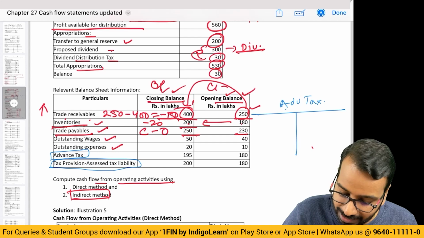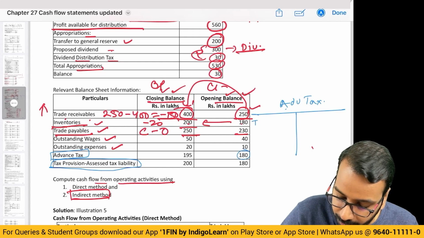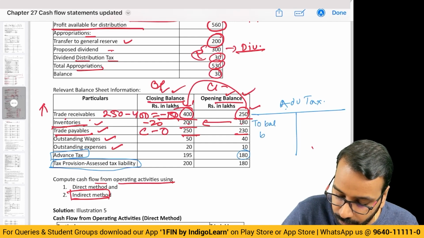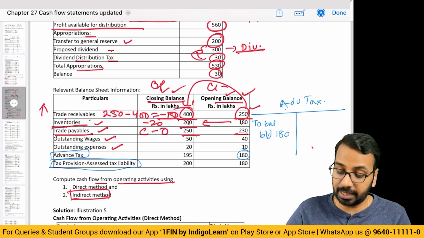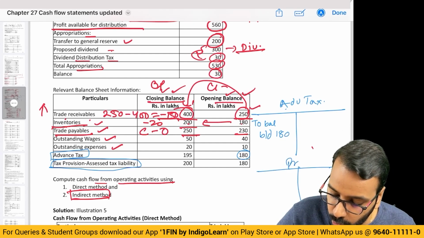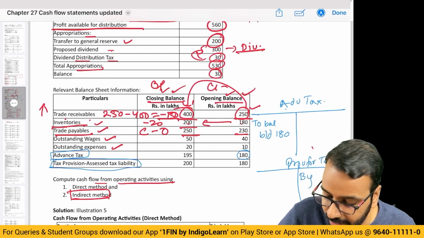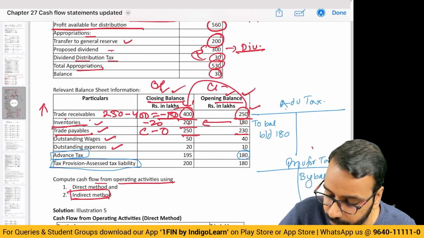Okay, so advanced tax balance brought down is 180. To balance brought down is 180. Okay, balance brought down is 180. Then we have provision for tax. This is a credit balance. By balance brought down 180.